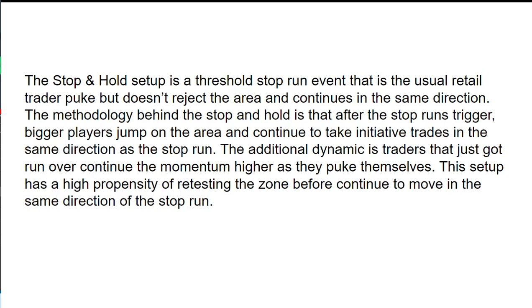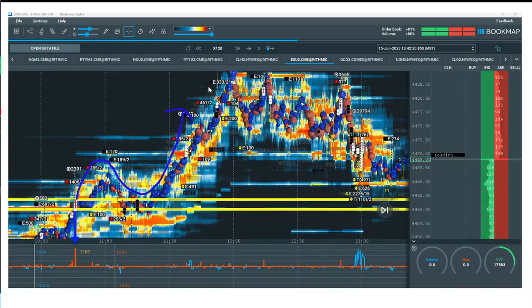This setup has a high propensity of retesting the zone before continuing to move in the same direction of the stop run. Here are some examples. This was ES not too long ago, and you can see here you get 1100 stop runs. Switch colors here with the pen. And this did the usual. So again, this has a much higher propensity to come back to the volume event than go. I don't know the reason for that, but it does.